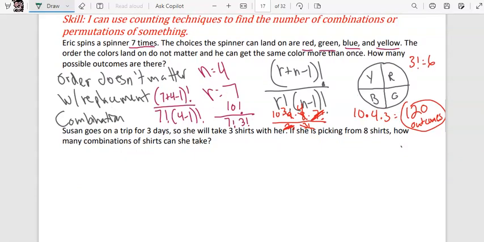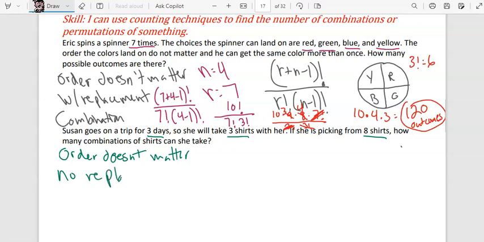Susan goes on a trip for 3 days, so she will take 3 shirts with her. If she is picking from 8 shirts, how many combinations of shirts can she take? On this one, the order doesn't matter here. And the shirts aren't going to regenerate, so there's no replacement. This is a combination.